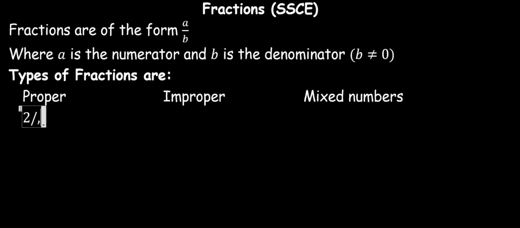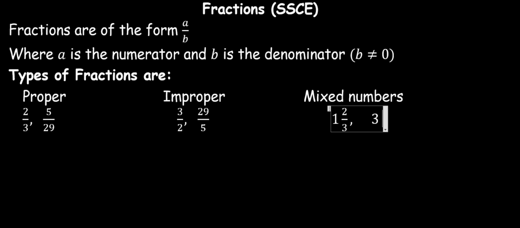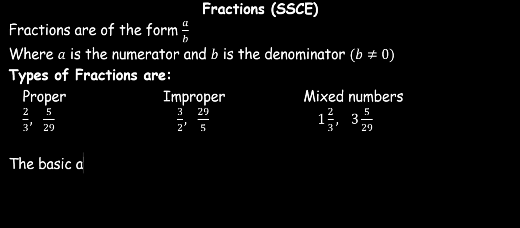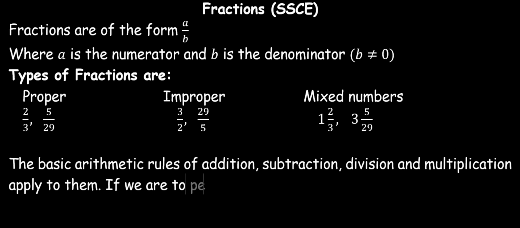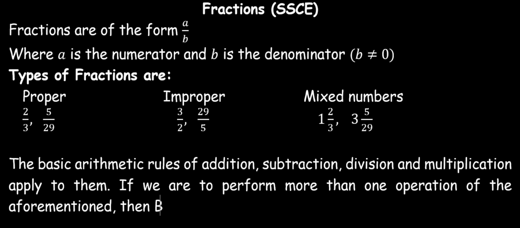In the case of proper fraction, the numerator is usually smaller than the denominator, while in the case of improper fraction, the numerator is bigger than the denominator. As for mixed numbers or mixed fractions, we have whole numbers along with proper fractions. For the basic arithmetic rules of addition, subtraction, division, if we are to perform more than one of the aforementioned operations, then the BODMAS pattern must be strictly adhered to.